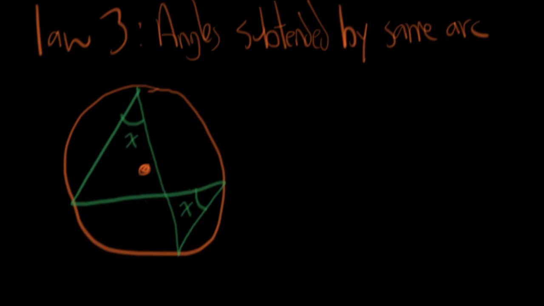They're basically sharing the same arc. The arc they're sharing is going to be right here. They're sharing this arc right here. This is the arc that they're sharing, so those angles are going to be equal. So what would that look like for an actual question?